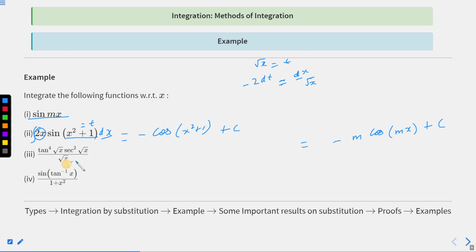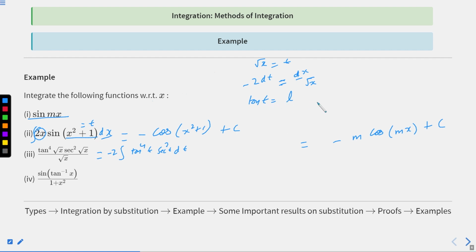So this can be reduced to the integration of minus 2 tan power 4 t sec square t dt. Clear? Sec square t. Now take tan t is equal to some k, like some l.